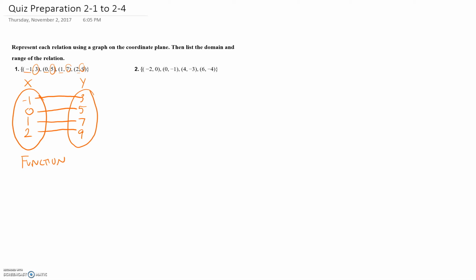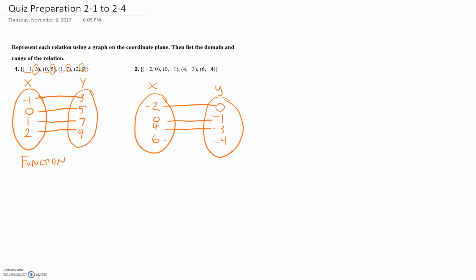Okay. Number 2, we'll look at the same thing, draw a mapping. You might be able to tell just by looking at it, or maybe not. We take these values, -2, 0, 4, and 6, and then the y values are 0, -1, -3, and -4. As we do that, we are pairing these up. And once again, it looks like everything has paired up. So it's a function.